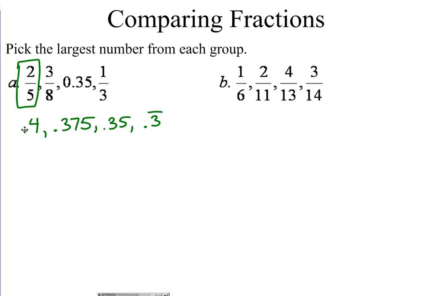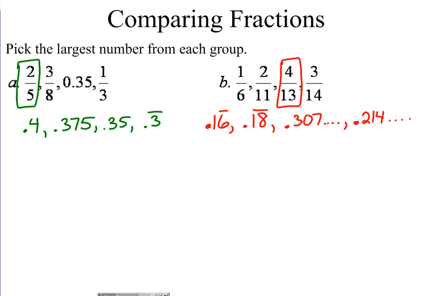Letter B, 1/6 is 0.16 repeating. 6 is the only digit repeating, so we only put a bar above the 6. 2/11, 0.18, the 1 and the 8 repeat, so we put a bar over each of them. 4/13, 0.307, plus some other stuff. We don't need to go out that far. And 3/14, 0.214, plus some other things. From here, again, if we just look at the tenths position, we have a 1, a 3, and a 2. 3 is the biggest, which was produced by that fraction, so 4/13 is our biggest fraction.